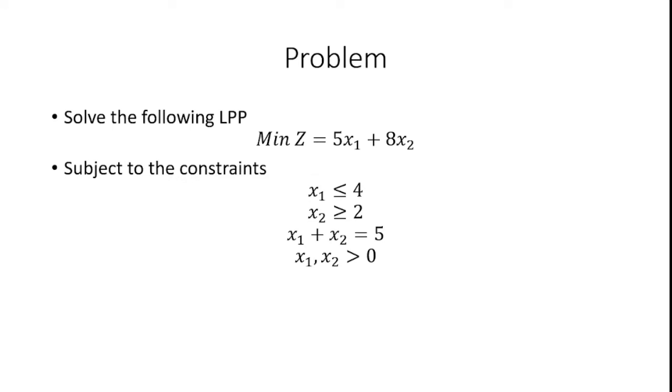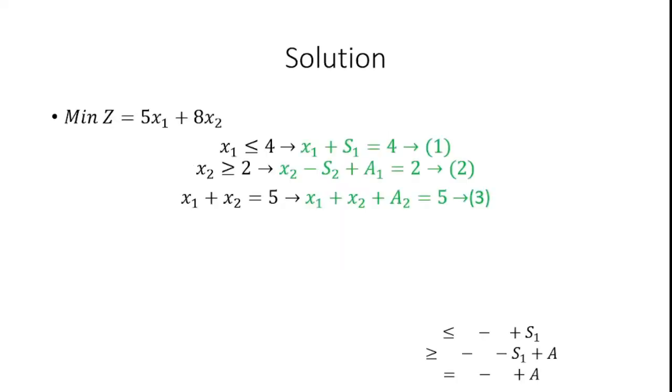So the problem: solve the following LPP. LPP means linear programming problem. The problem involves minimization of z is equal to 5x1 plus 8x2 subject to the constraints x1 less than or equal to 4, x2 greater than or equal to 2, x1 plus x2 is equal to 5, and x1, x2 are always greater than or equal to 0. Likewise, I have these constraint equations in the problem. Then how can we solve this problem with the two-phase method? Let's see. The solution starts.